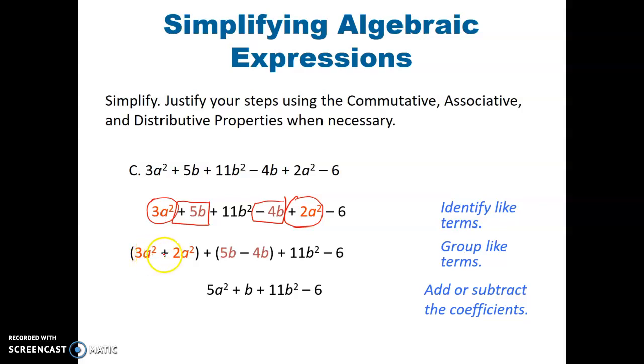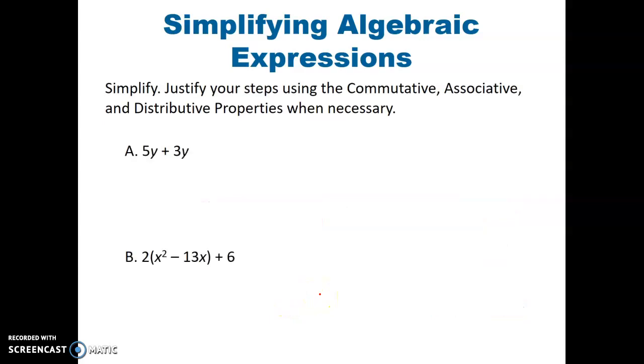So 3a squared plus 2a squared is 5a squared. 5b minus 4b is 1b. Now remember, I don't have to put that 1 in there if I don't want to. And then 11b squared got left alone and minus 6 got left alone. Pause the video and try these two. Okay, let's see how you did.